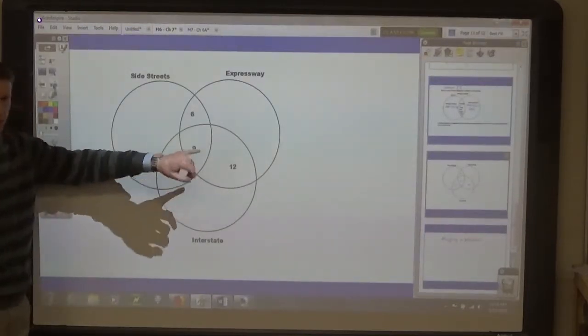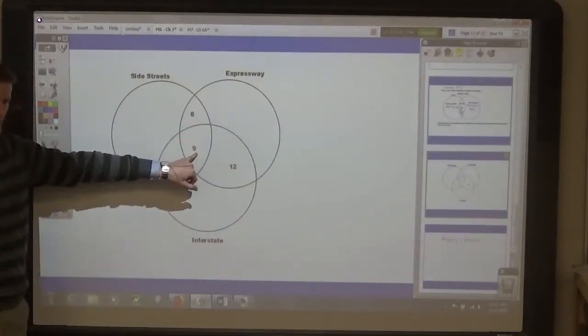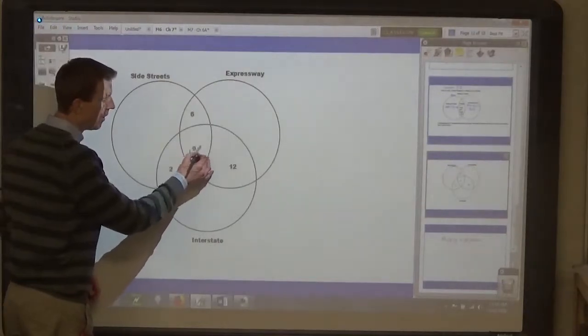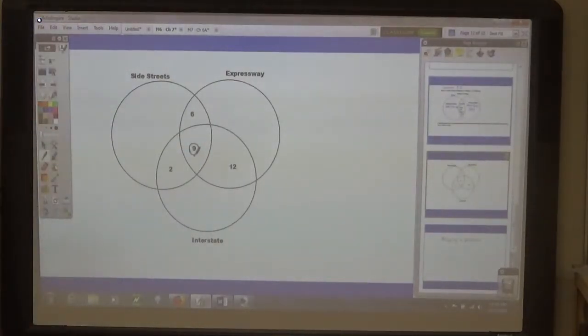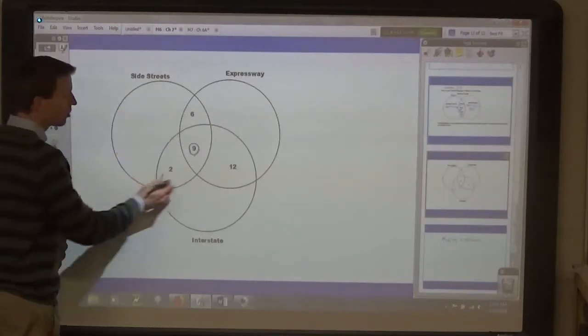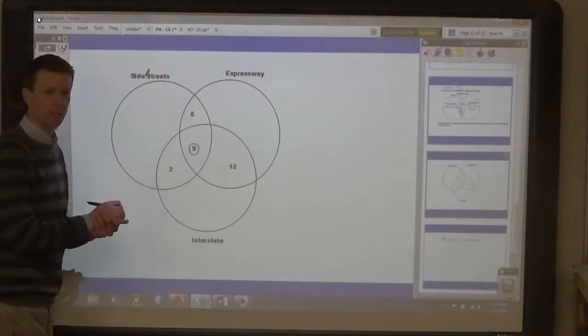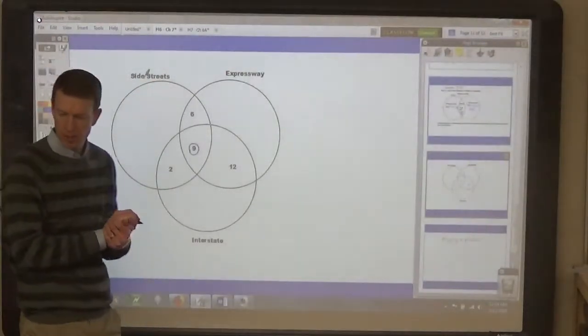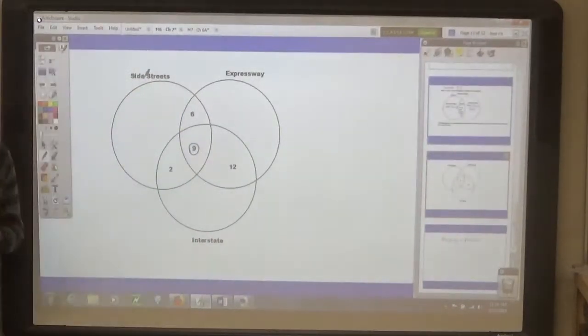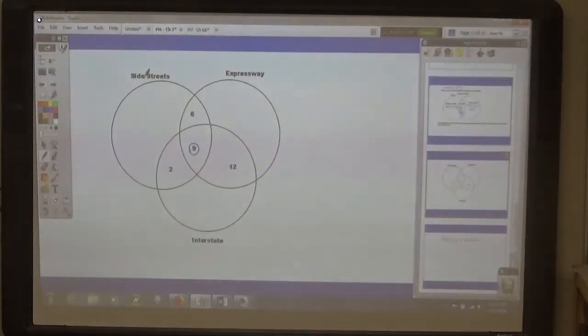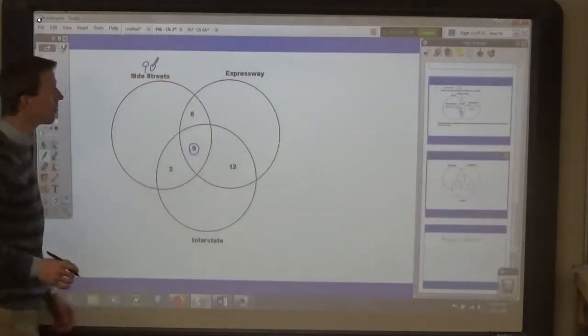So, at the end of the problem it says that 9 use all 3. So that's the number we should start with. Put a 9 in the middle. Okay? 9 use all 3. We know that. Then at the beginning of the problem it tells us the total in each circle. So we should put that on the outside. How many use the side streets? Go back and look at the problem. How many use the side streets? The results of the survey show that, Abby? 90 use the side streets.